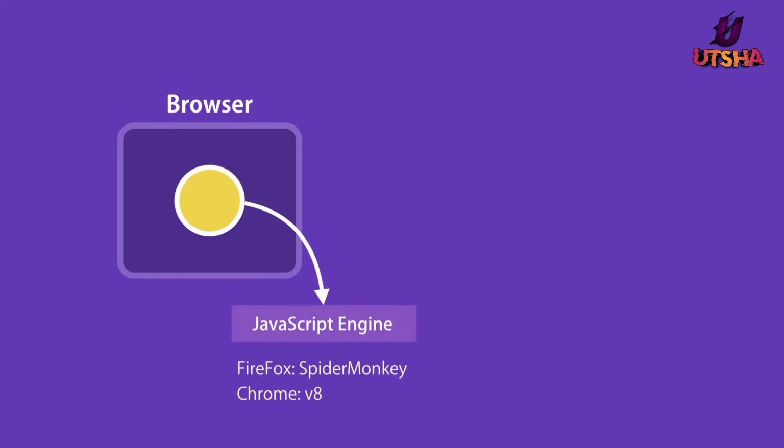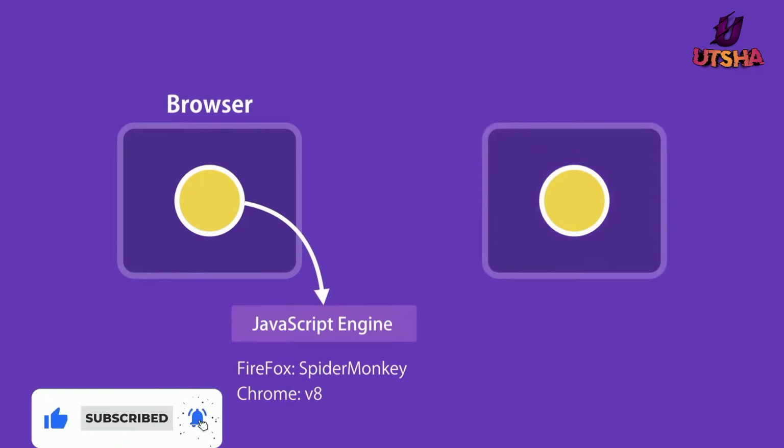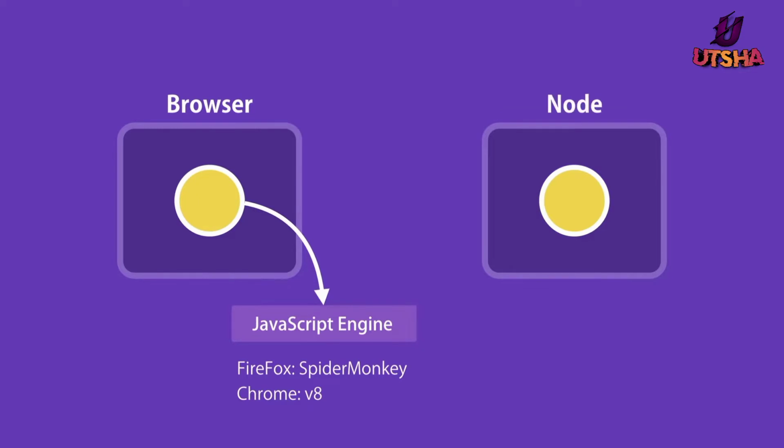In 2009, a very clever engineer called Ryan Dahl took the open source JavaScript engine in Chrome and embedded it inside a C++ program. He called that program Node. So Node is a C++ program that includes Google's V8 JavaScript engine. Now with this, we can run JavaScript code outside of a browser. So we can pass our JavaScript code to Node for execution. And this means with JavaScript, we can build the backend for our web and mobile applications.